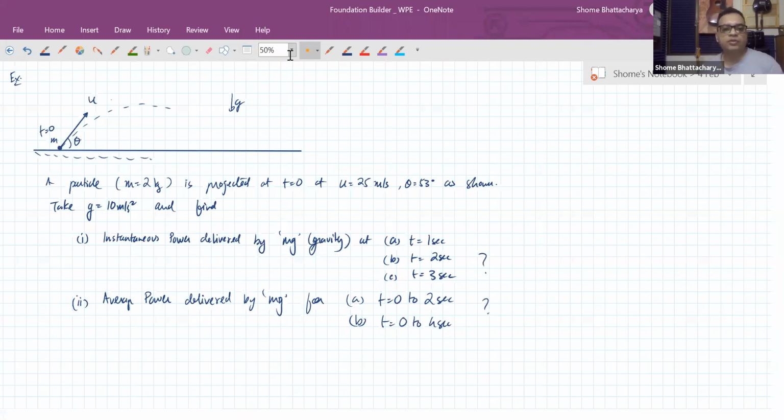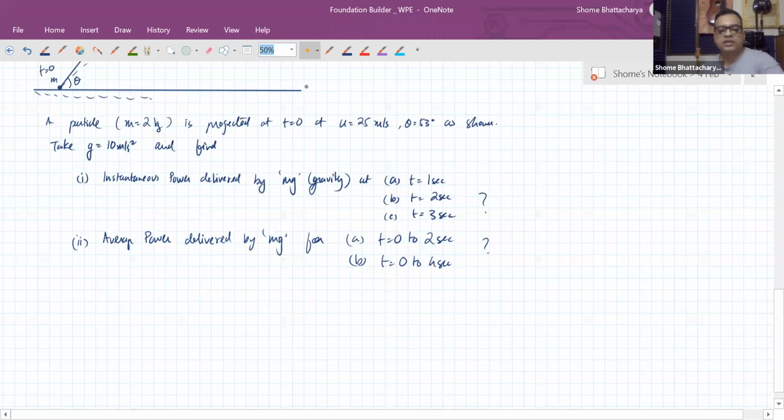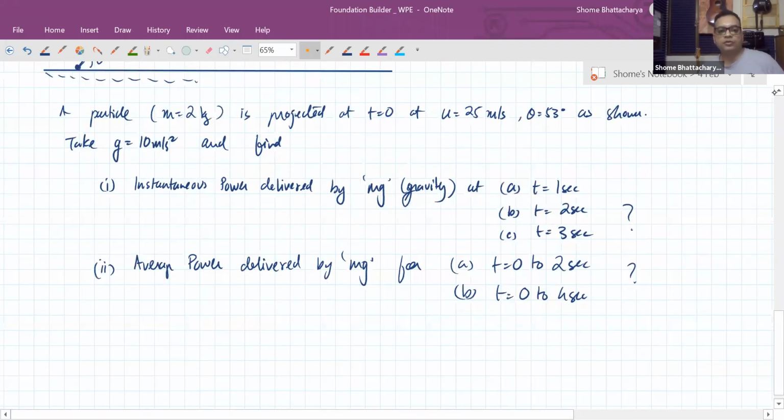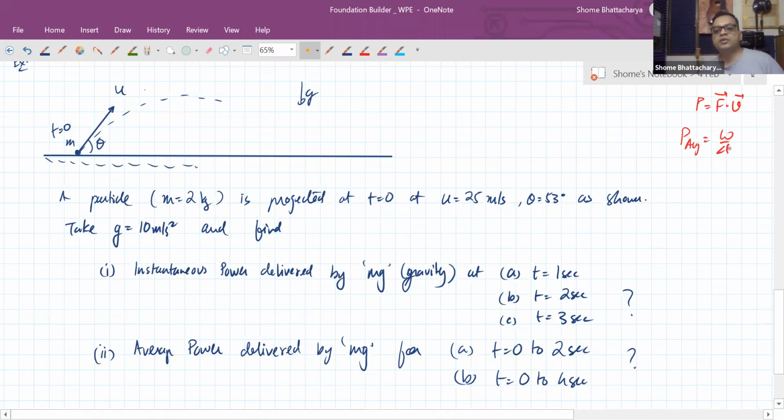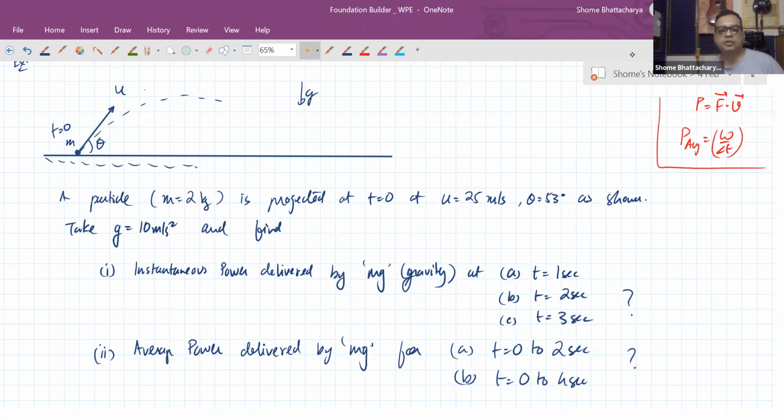You have to just use these formulae that we've discussed above, that is, instantaneous power delivered by a force. I'll just show you the formula for reference. Instantaneous power is F dot V, whereas average power is total work done divided by total time. These formulae will be useful.